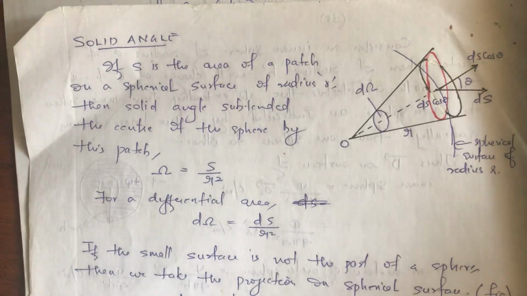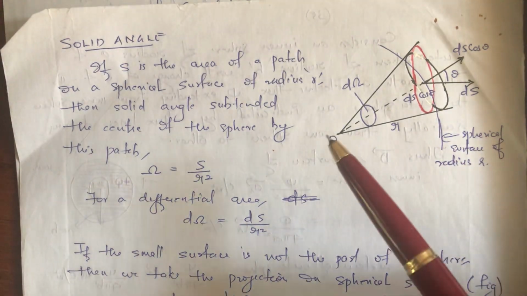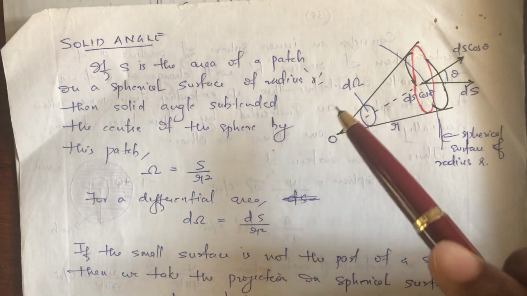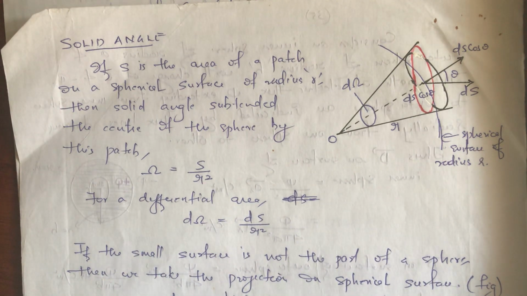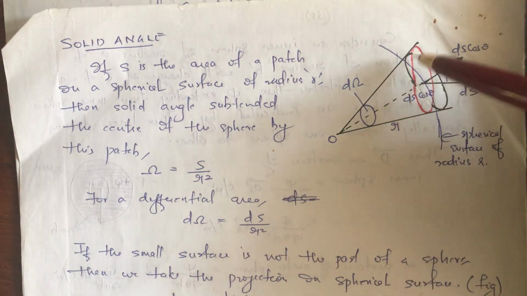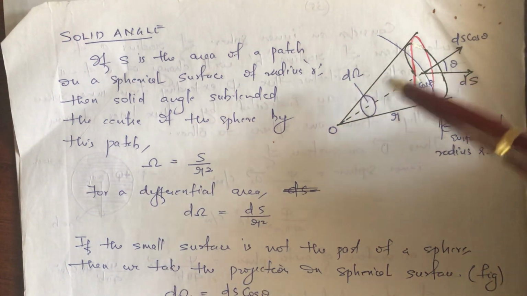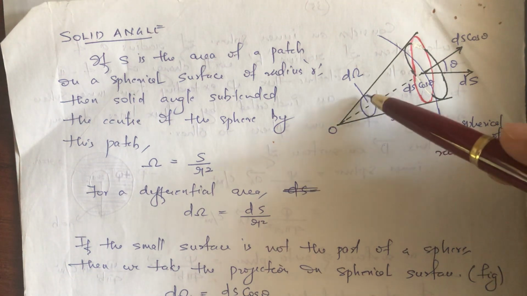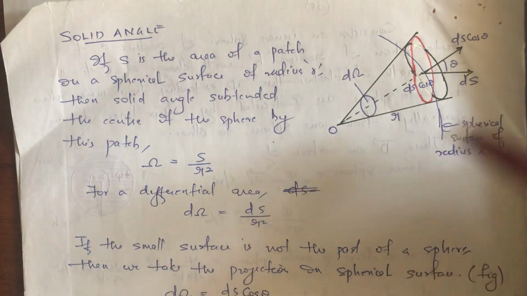Next we can see what a solid angle is. If S is the surface area of a patch on a spherical surface of radius r, then the solid angle subtended at the center of the sphere by this patch, omega, is equal to S by r square. For a differential area, d omega is equal to ds by r square. You can see this patch is part of a sphere. It is like a cone, and this angle is d omega. So d omega is equal to ds by r square.